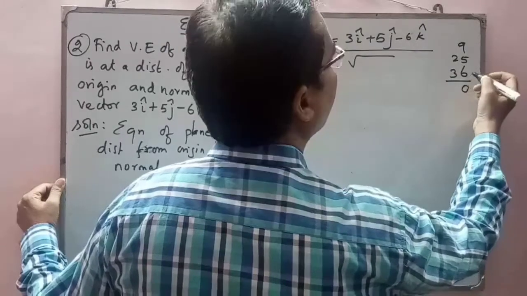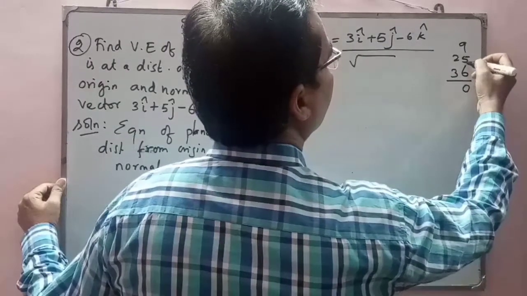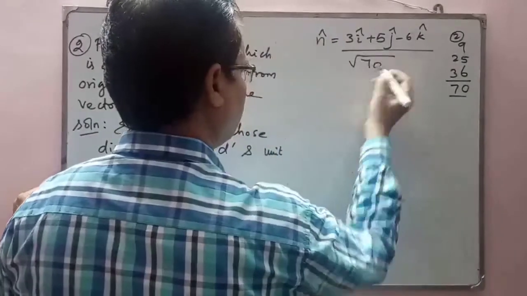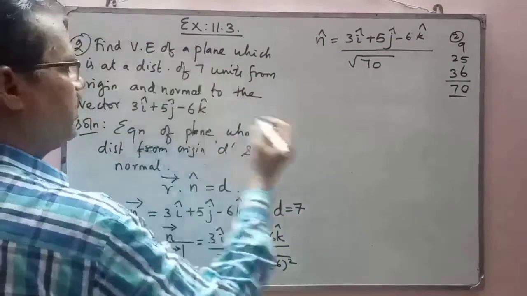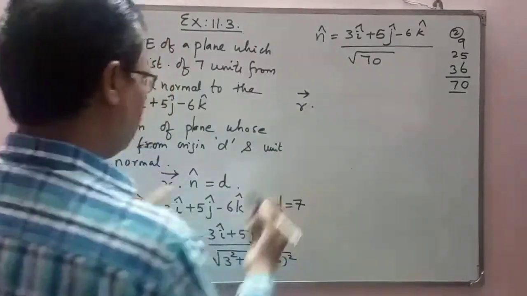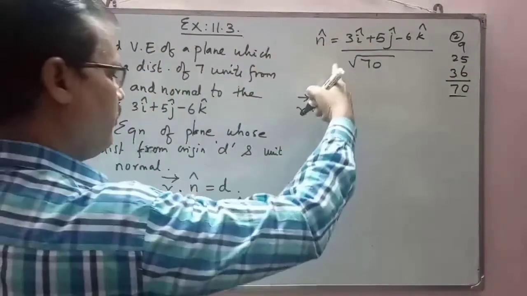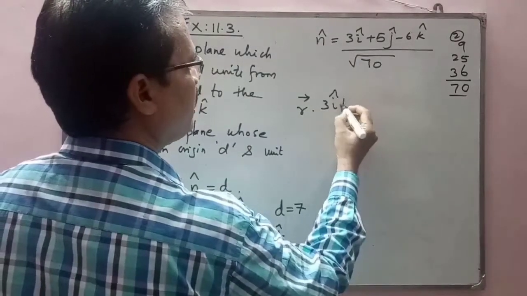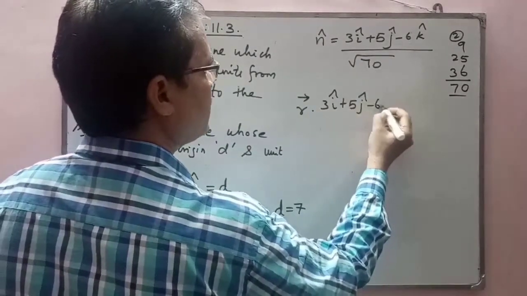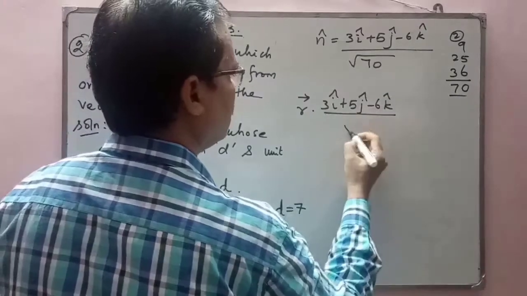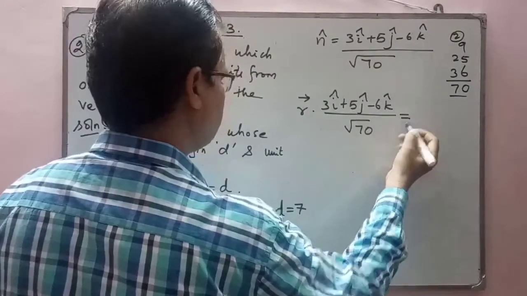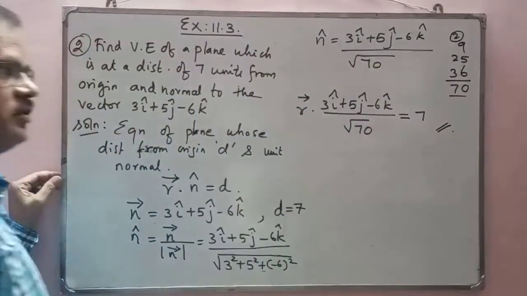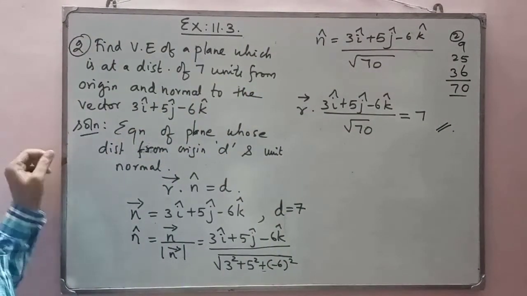That is 70, root 70. So our vector equation is r vector dot n cap equals d. N cap we have found, and d is given in the question itself. So let us substitute: r dot (3i cap plus 5j cap minus 6k cap) by root 70 equals 7. This is the required vector equation. This completes the solution, children.